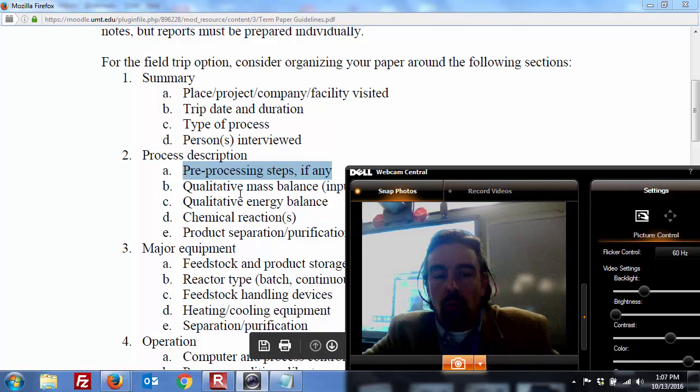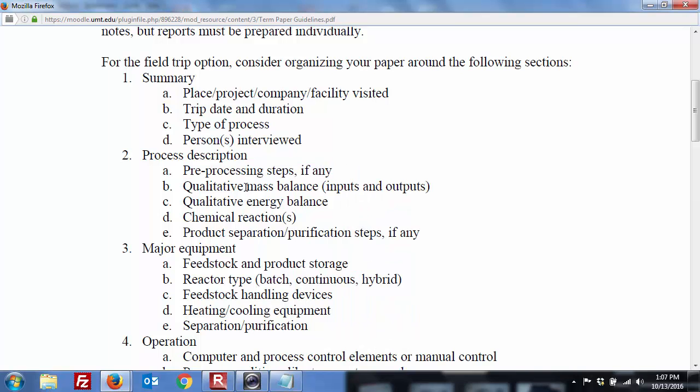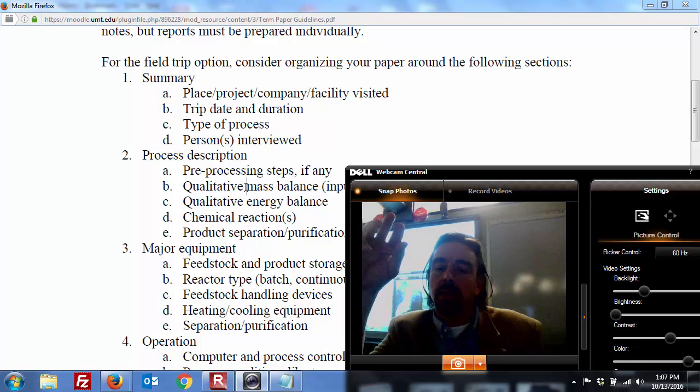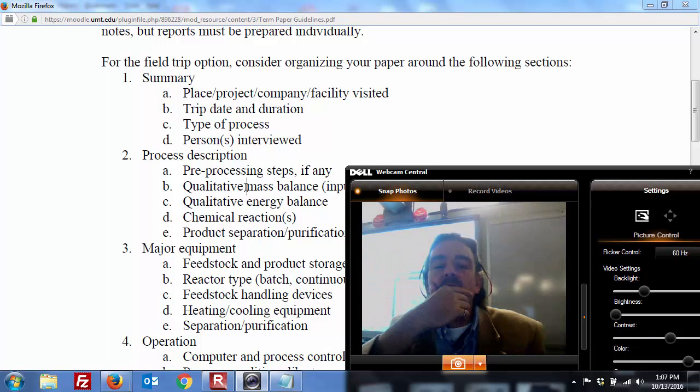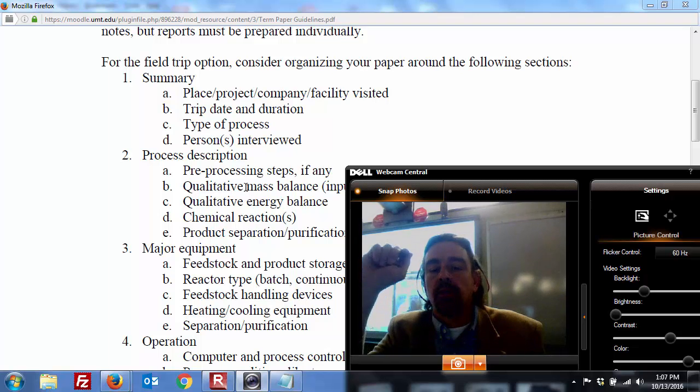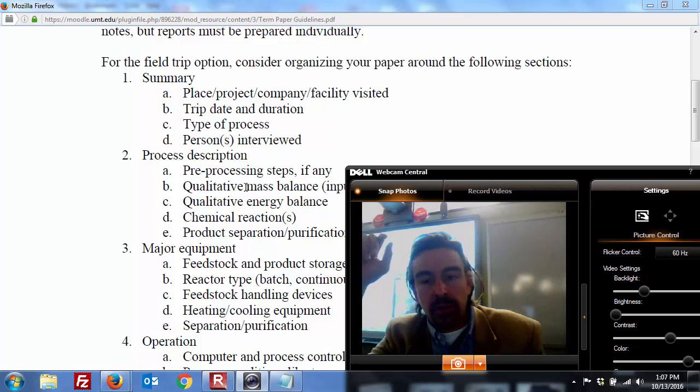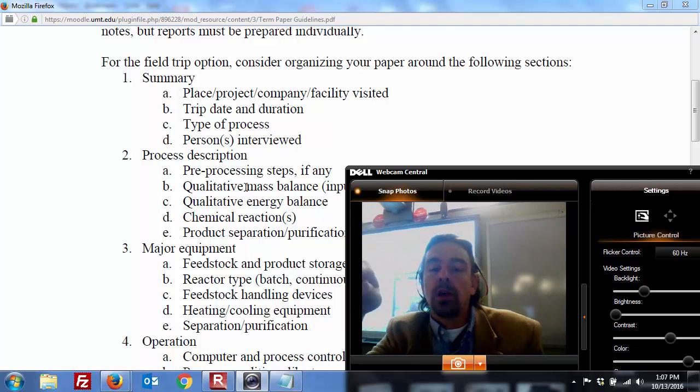Qualitative mass balance: just like we've been doing with all the problems, how many tons, how many gallons are going in. Same thing with the energy balance: what's the energy density of the fuel being used? And then write down the chemistry. If you're dealing with gases, or if it's liquids, like biodiesel, you can go back into the textbook and look at the chemical formulas for those.